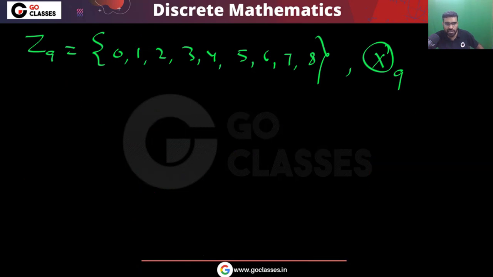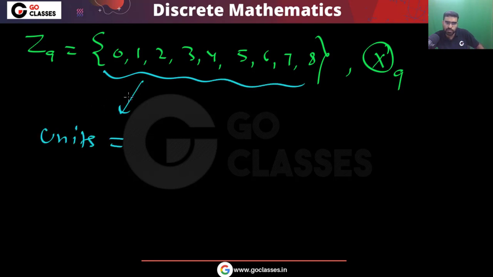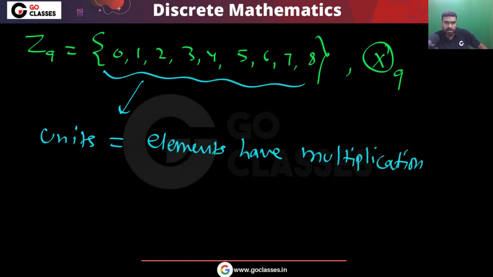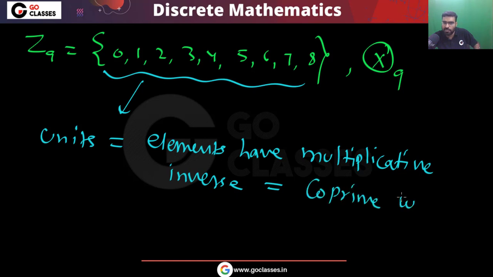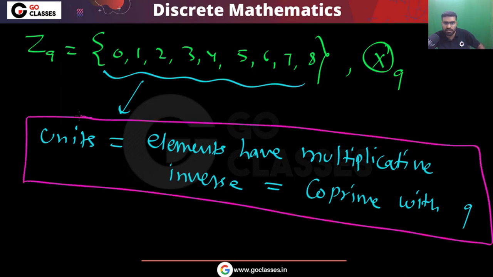Now, which elements have inverse? Let's check which elements are units. Units means elements with inverse, elements having multiplicative inverse, because the operation is multiplication. Those will be elements which are co-prime with 9. All these things are the same. Remember, units means elements with multiplicative inverse, and that is the same as co-prime with 9.